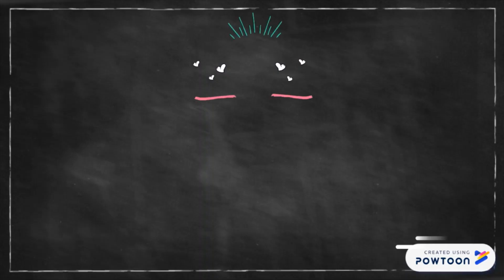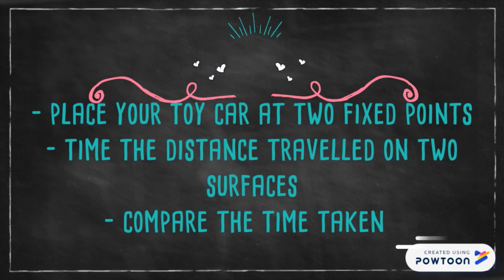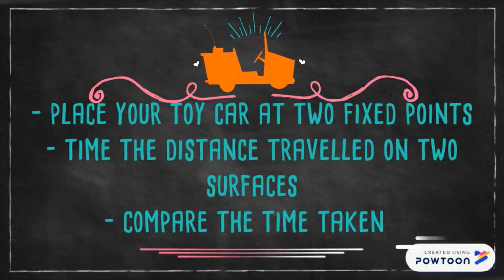For this activity, you will need to place your toy car at two fixed points. You can label them as point A and point B. Then, you need to time the distance traveled on the surfaces using your stopwatch, and after that, compare the time taken that the car traveled on the two surfaces.